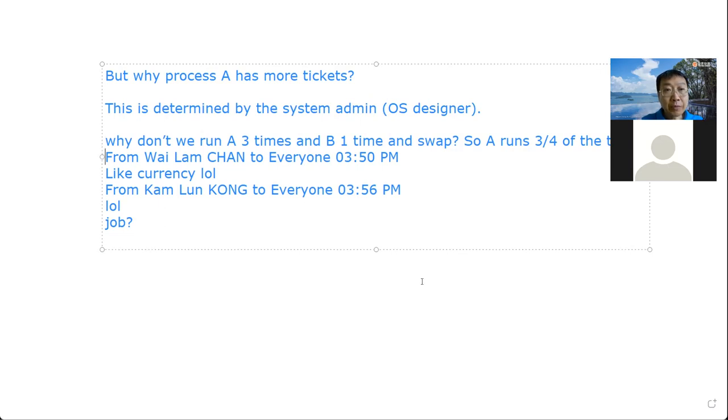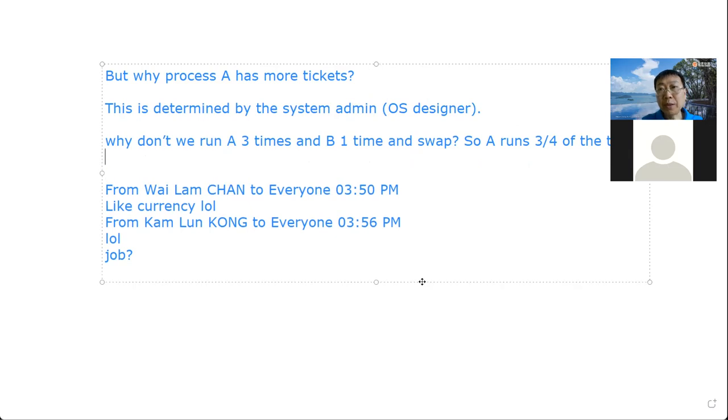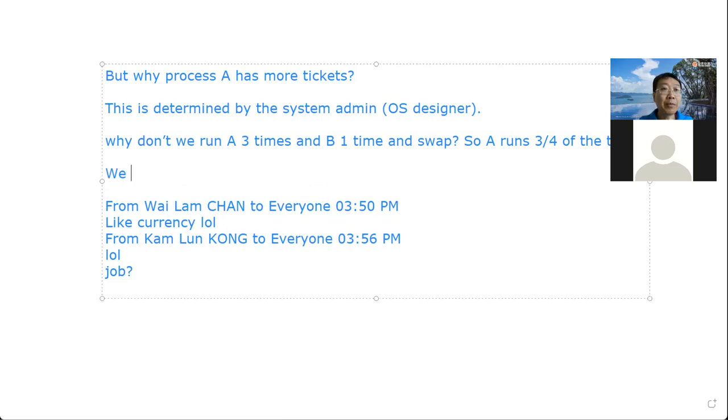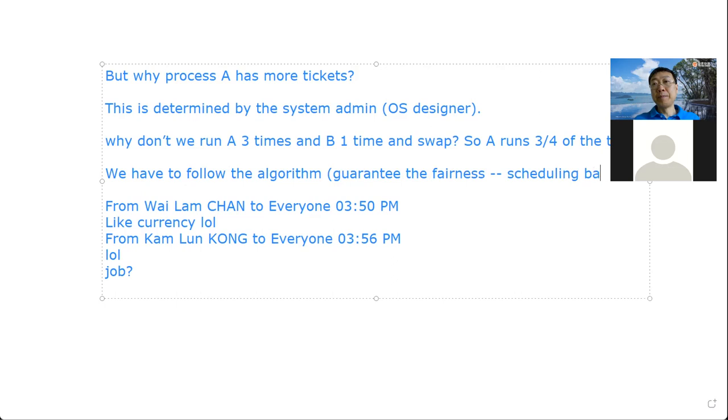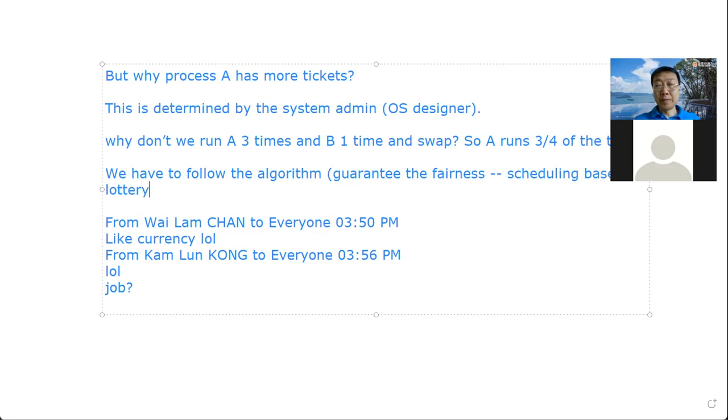So the question is, why don't we run A three times and B one time and swap, so A runs three fourths of the time? We have to follow the algorithm, because we want to guarantee the fairness. So we have to schedule based on the lottery. The lottery is a random number we generate, and based on that number, we do the scheduling. If you don't follow it, then we cannot guarantee this fairness, the certain percentage.